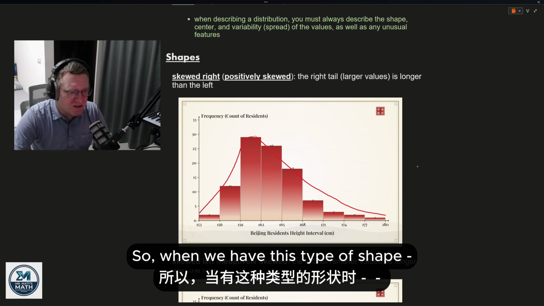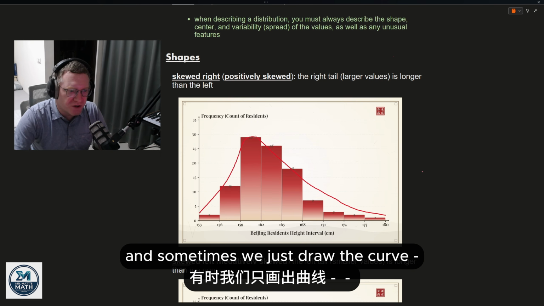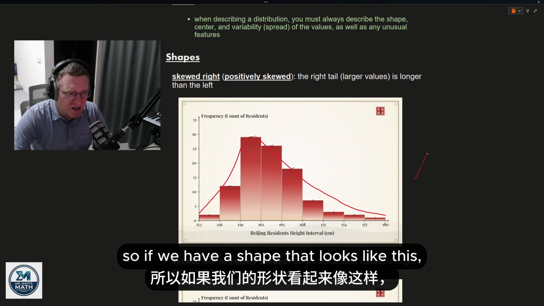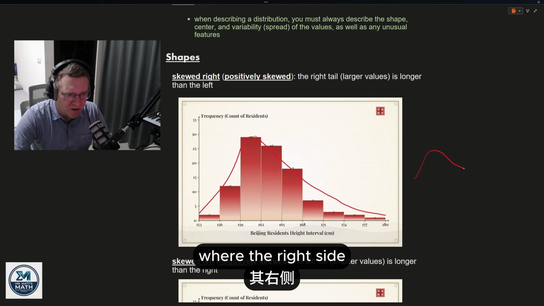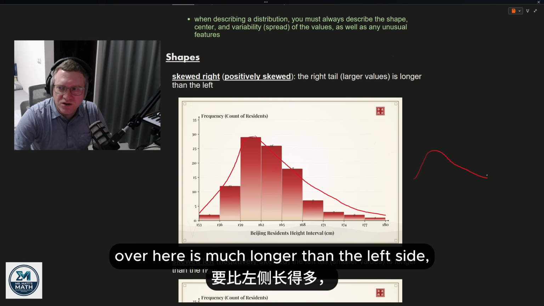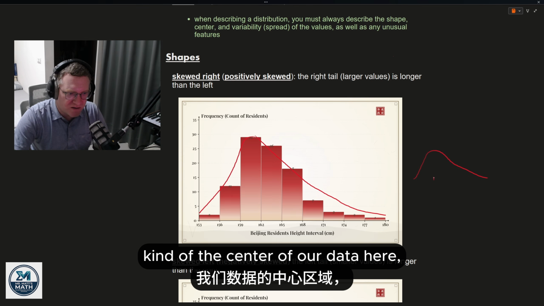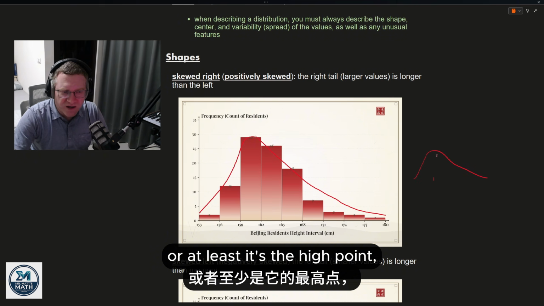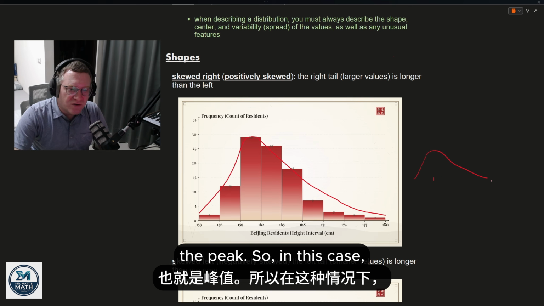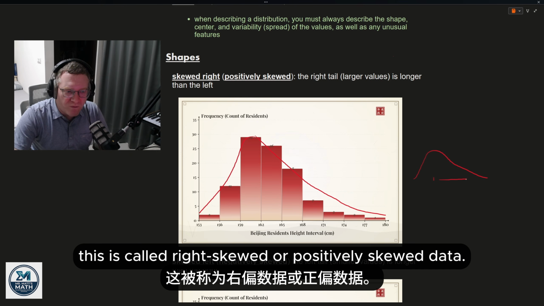When we have this type of shape, sometimes we just draw the curve. So if we have a shape that looks like this, where the right side over here is much longer than the left side, and this is the center of our data, or at least the high point, the peak, then this is called right skewed or positively skewed data.